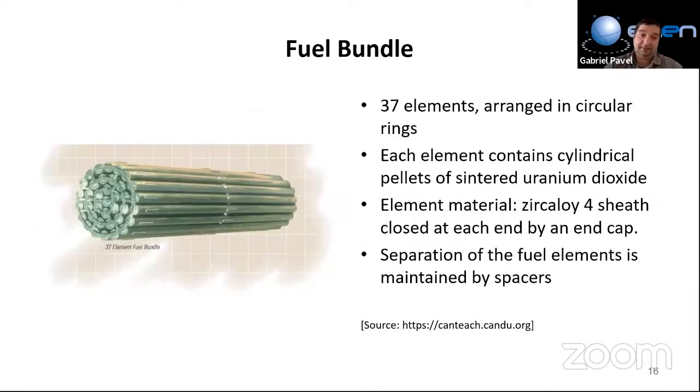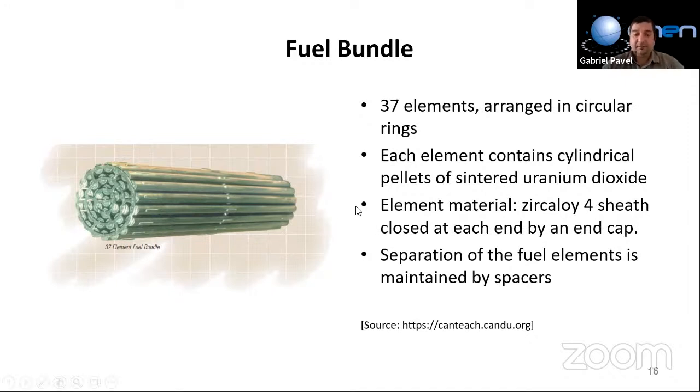Okay, this is the fuel bundle. How does the fuel enter the reactor, or what is represented by this fuel? The fuel bundle has 37 rods, called elements, 37 elements. This is the classical fuel assembly of a CANDU type reactor. Each one of these elements is filled with pellets, small pieces of uranium.